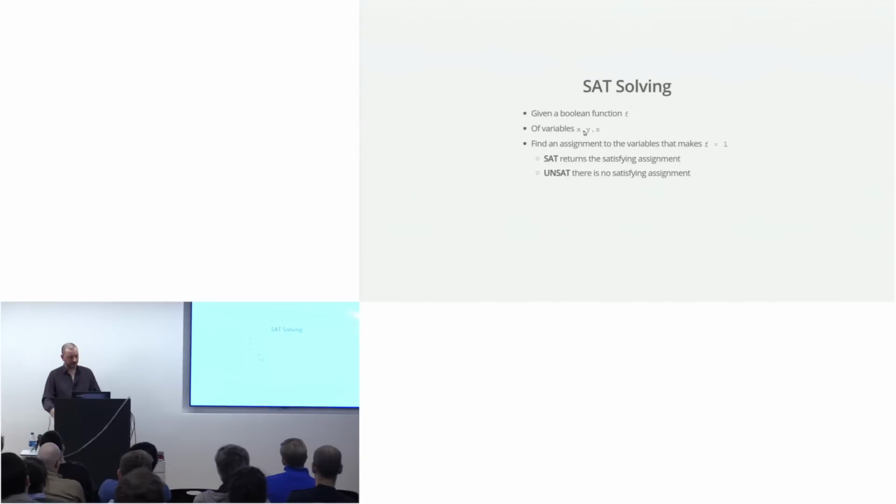So enter SAT solvers. They're cool things. So the idea behind this is you've got a Boolean function, so it produces true or false of some number of input variables. You can go in and ask the SAT solver to find an assignment to the input variables that makes the Boolean function equal 1. If it can do that, it returns SAT, and it tells you what the values of the input variables were. If there is no assignment, it will return UNSAT.